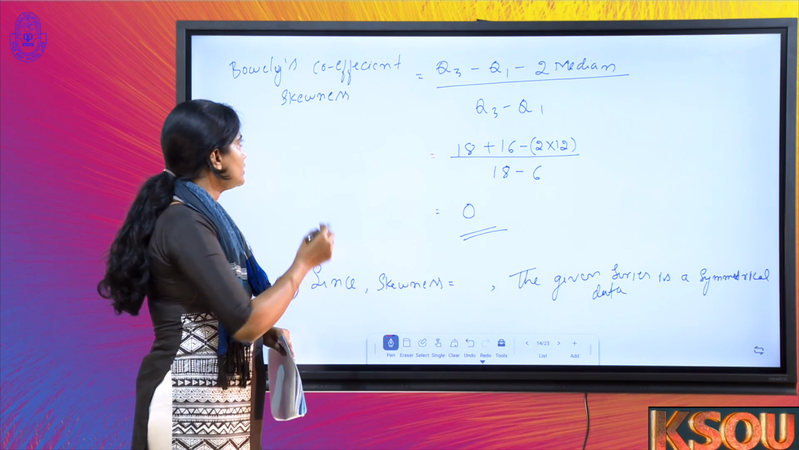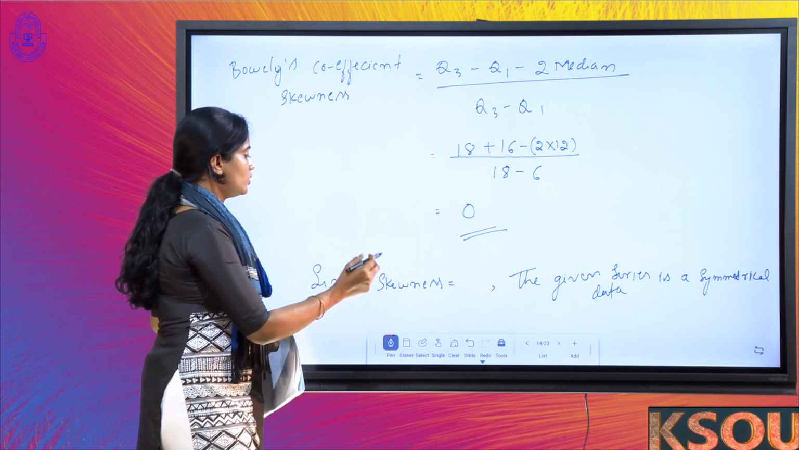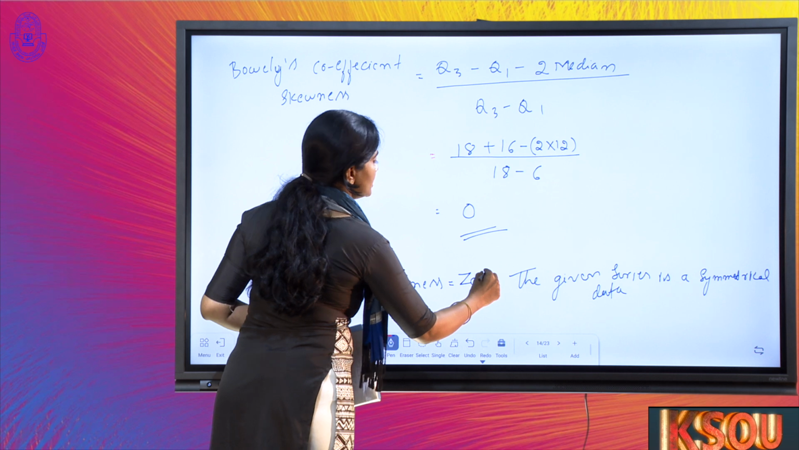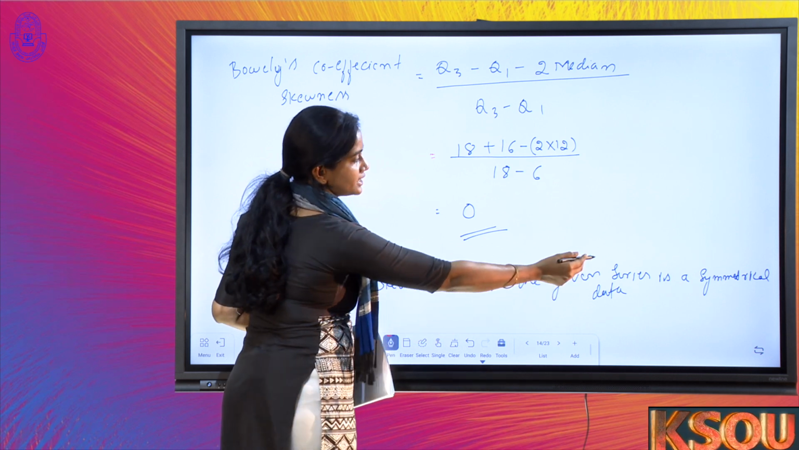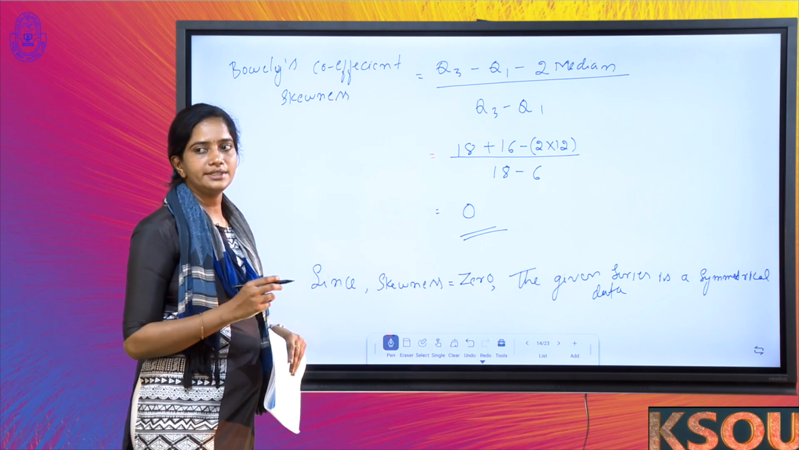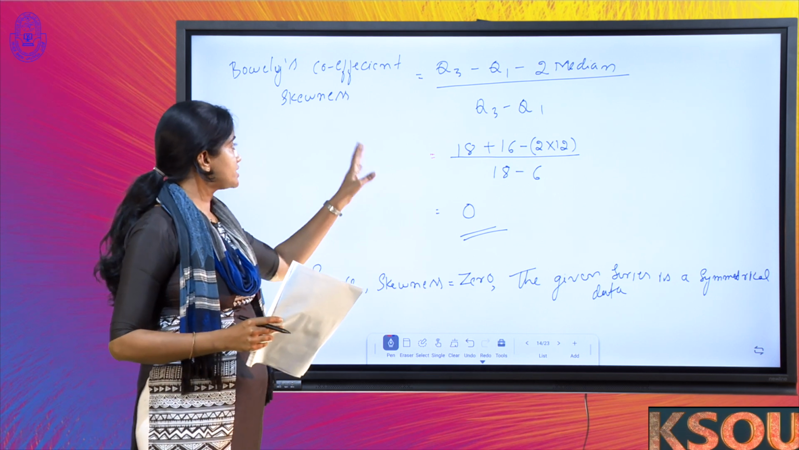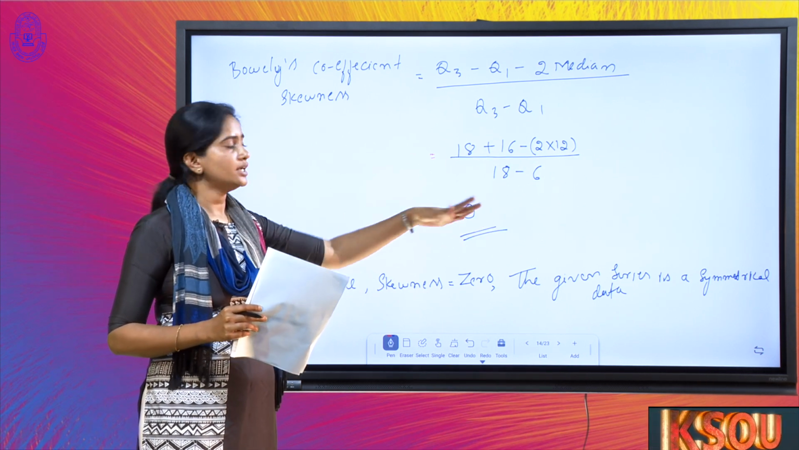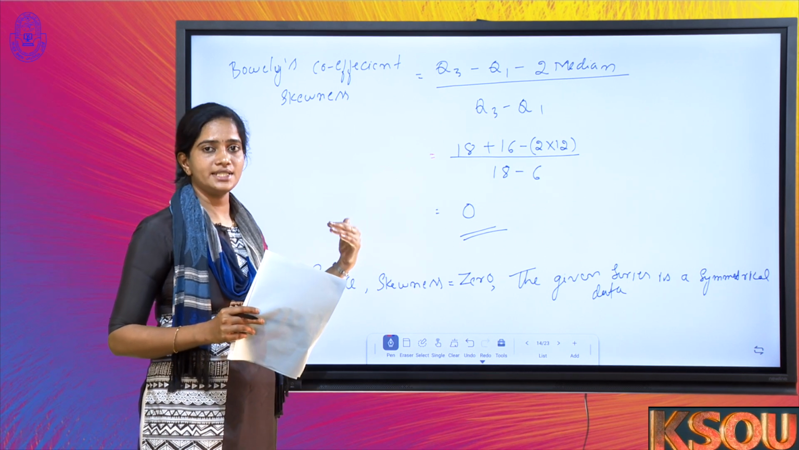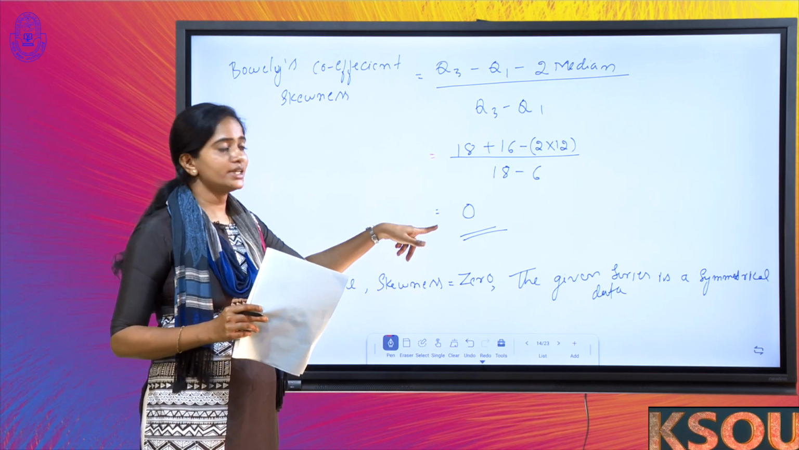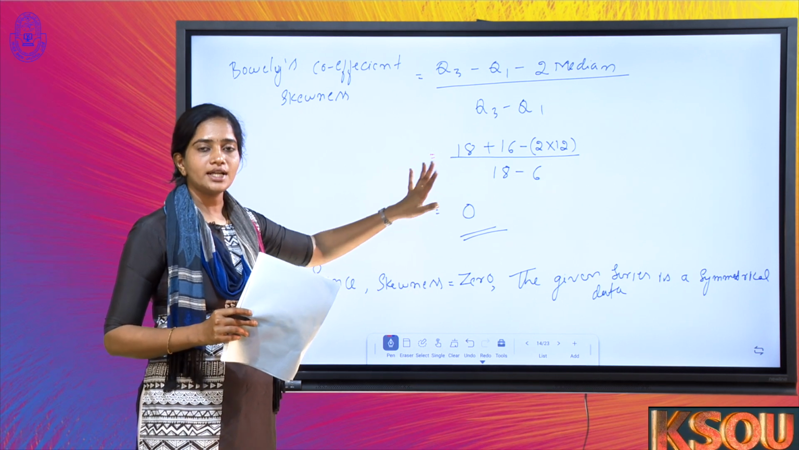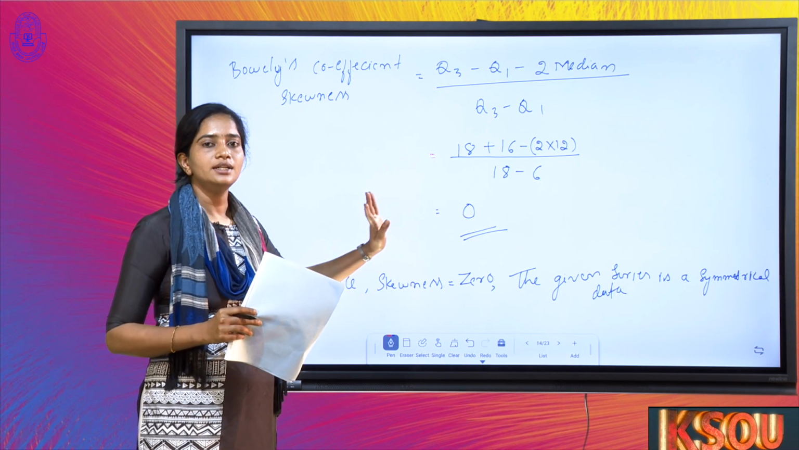So, when you say Bowley's coefficient of skewness is 0, the given series is a symmetrical data. So, suppose if you get positive value, then it is positively skewed. If you get negative value, then it is negatively skewed. If you get 0, then it is symmetrical data, not asymmetrical data.